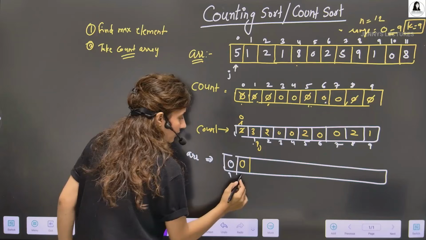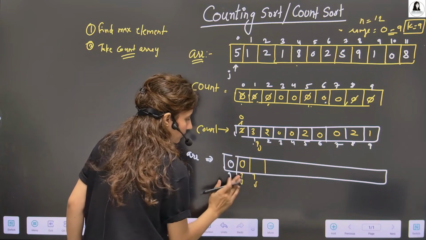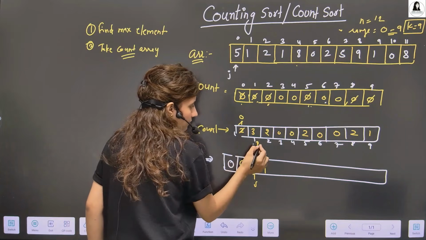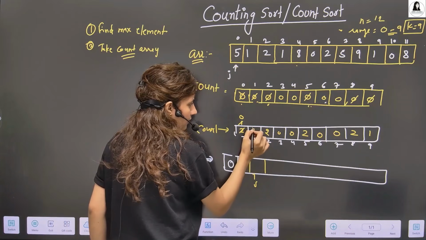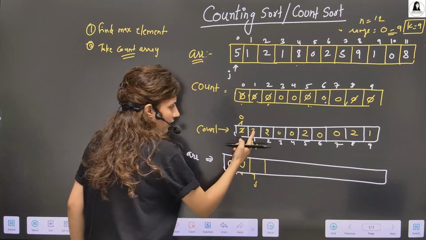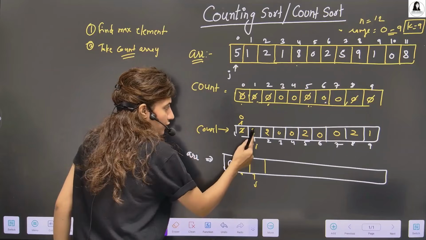At first, j was here, then j was here. Then after 0, j is here. Yes. Now 3. Now my I is here. This is my I. Now see, at I we have 3. It's not 0. It's greater than 0. Means 1 is present 3 times.